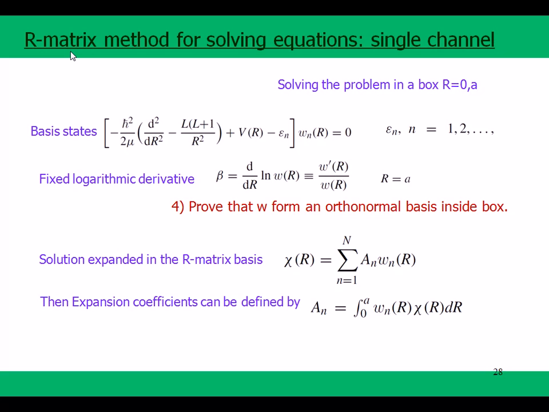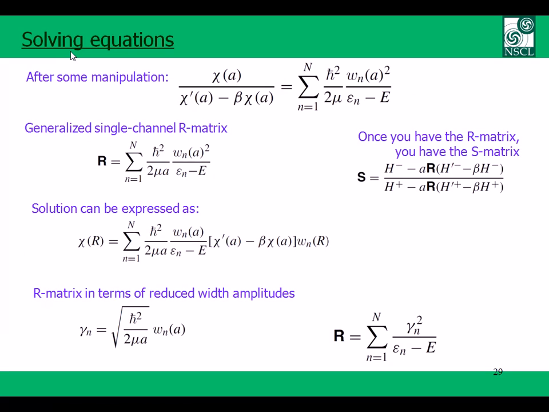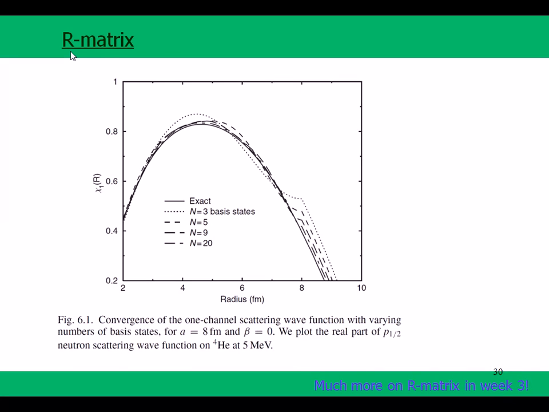I use it here just to introduce the concept and to show that you can, by solving the problem in a box, get information at the boundary of the box about the scattering, which is basically the concept behind the R matrix. Here is an example for the scattering, for one channel scattering of neutron on alpha at 5 MeV.